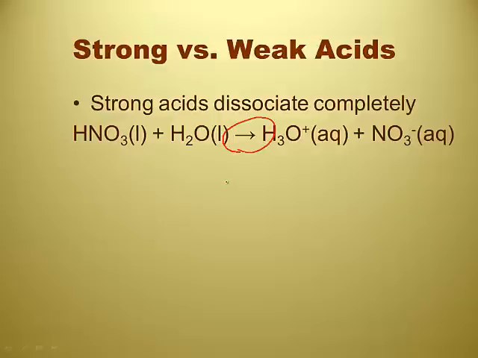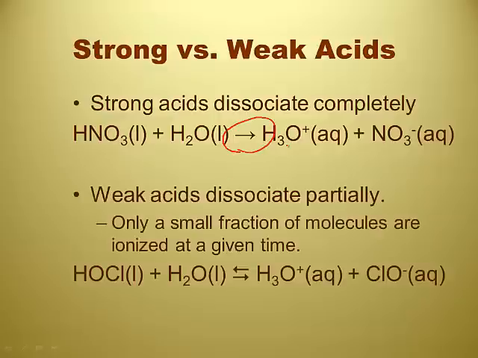Right. They only go one way. Weak acids, on the other hand, only dissociate partially. So they're kind of like an equilibrium reaction. They actually go back and forth. We have a double-headed arrow. And only a small fraction of the molecules actually get ionized at any given time.